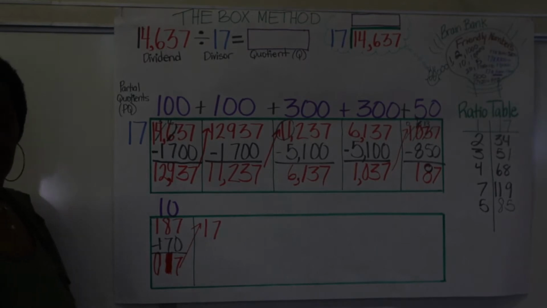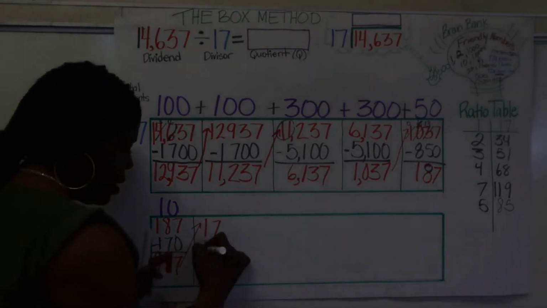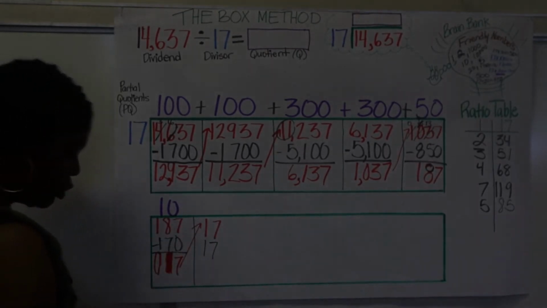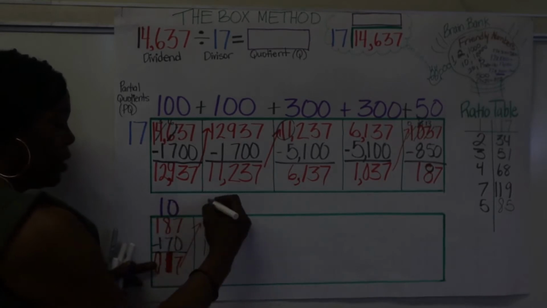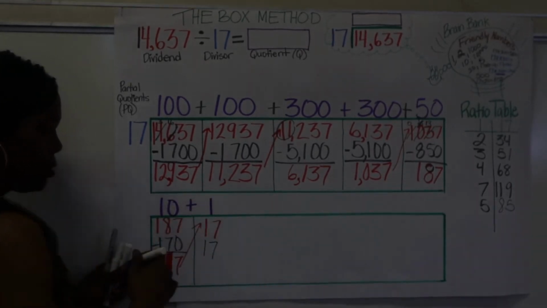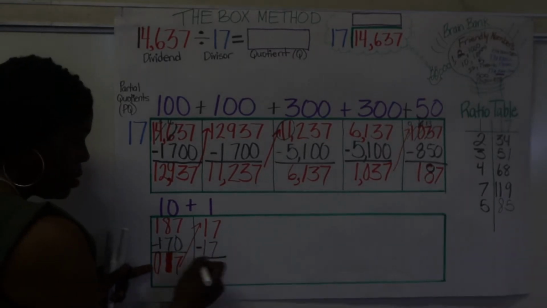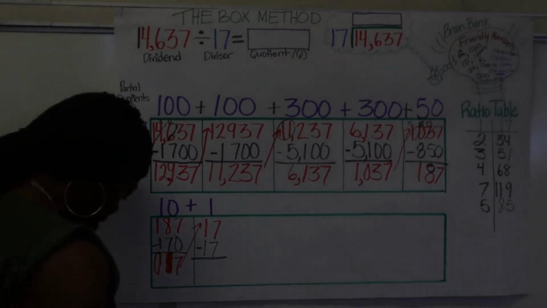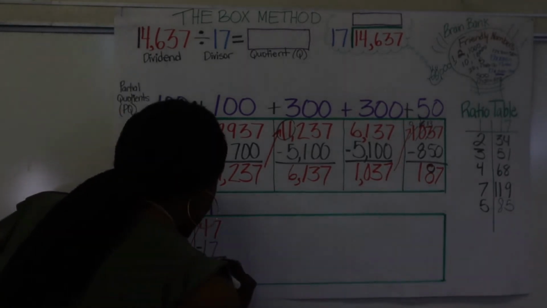What will that give me? 17 times 1 gives me 17. And what will my partial quotient be? 1. And what will my difference be? 0. Can I stop and put my stop sign down? Yes, I can. Why can I?